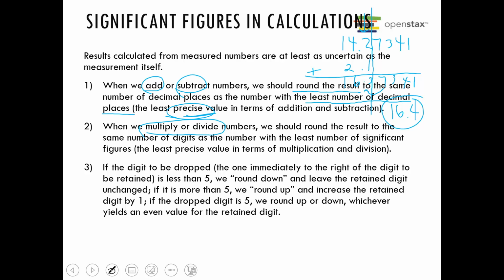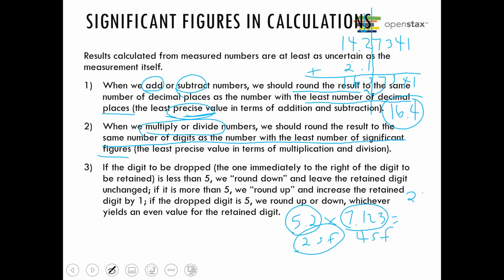Now, when we multiply or divide numbers, we need to look at each of the numbers that we're multiplying or dividing and see how many sig figs they have. And my answer will be the same as the least number of significant figures. What that would mean, for example, if I said 5.2 times 7.123. My final answer, I would need to go, okay, well, this has 2 sig figs, and this has 4 sig figs. My least of those 2 is 2. So my final answer can only have 2 sig figs.